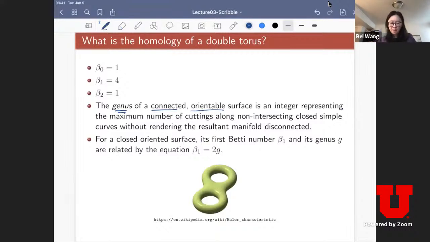So how many genus do you have for this double torus? If I take a pair of scissors and start cutting, remember the cuts cannot intersect. So how many cuts can I make to disconnect it? I think it's 5 again. Okay, it's actually, let's see.